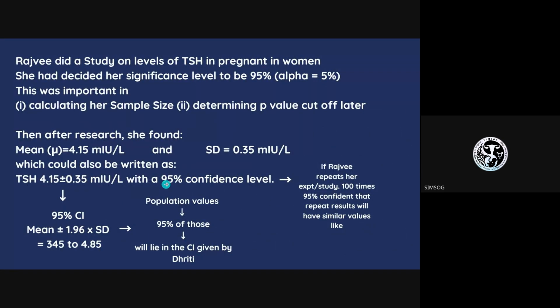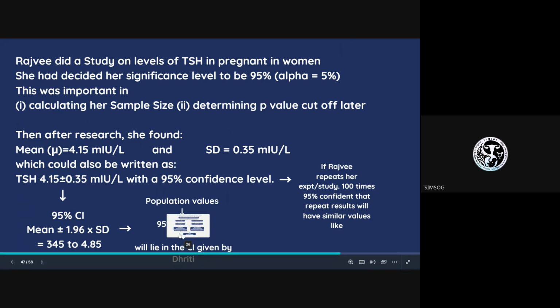Whereas this 95% confidence level, what will this tell you? That if Rajvi repeats her experiment or study 100 times, we are 95% confident that 95% of those times the repeat results will have similar values to the initial findings. So again, to recapitulate, significance level is decided before the study and used for calculating sample size and p-value cutoff, whereas confidence interval talks about the generalizability, that is the population values, whereas confidence level speaks of the repeatability.